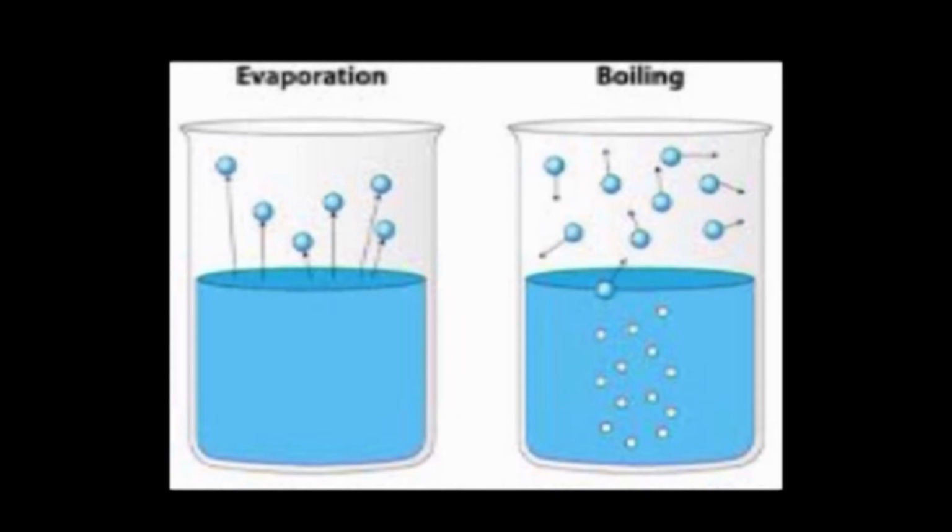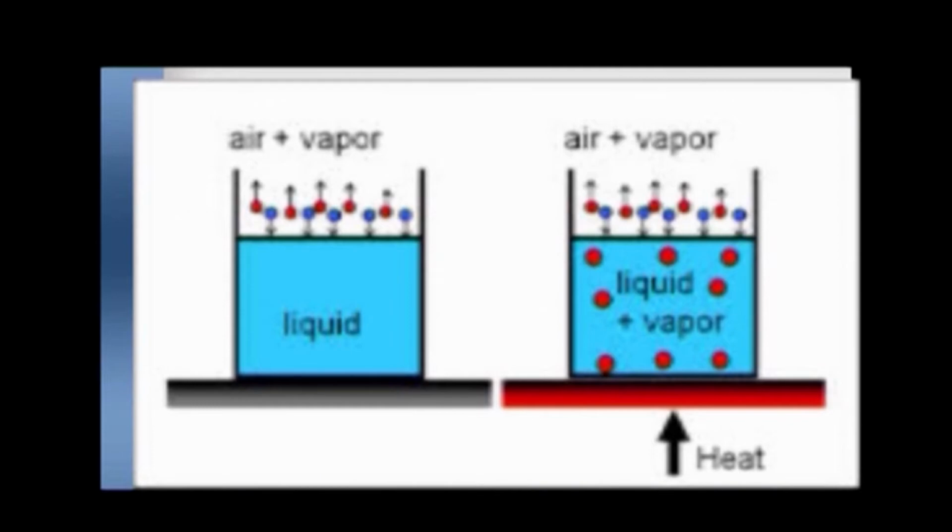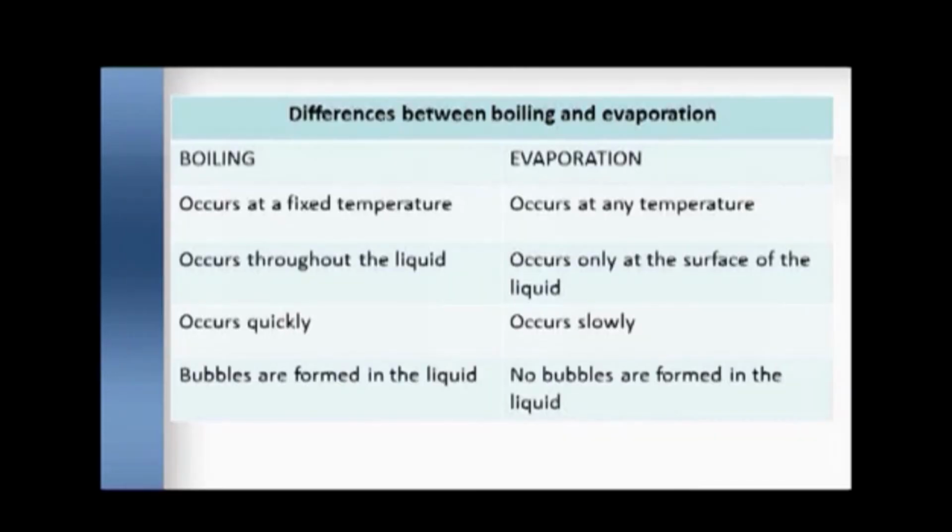Differences between boiling and evaporation. Boiling occurs at a fixed temperature, while evaporation occurs at any temperature. Boiling occurs throughout the liquid, while evaporation occurs only at the surface of the liquid.